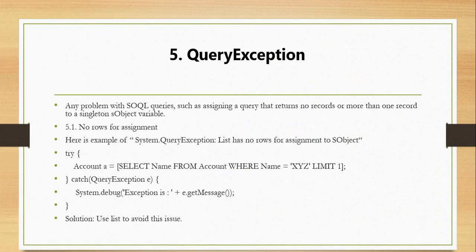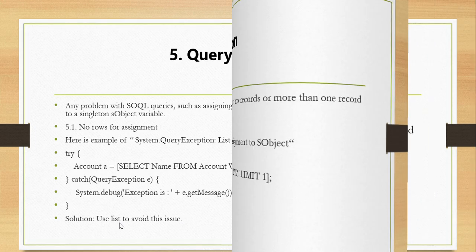Query exception. Any problem with a SOQL query, such as assigning a query that returns no record or more than one record to a single sObject variable, gives no rows for assignment. Here is an example: System.QueryException: List has no rows for assignment. Account a = select Name from Account where Name = null, then catch and System.debug the exception. So what is the solution to avoid this issue? Use a list to avoid this issue.